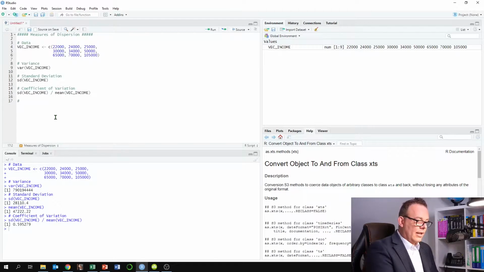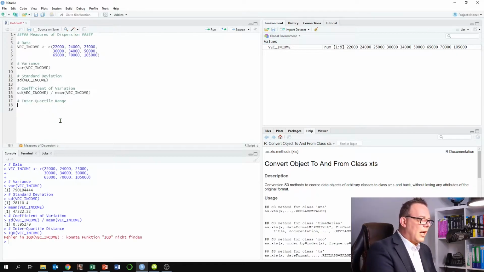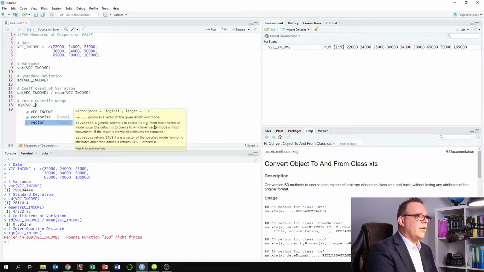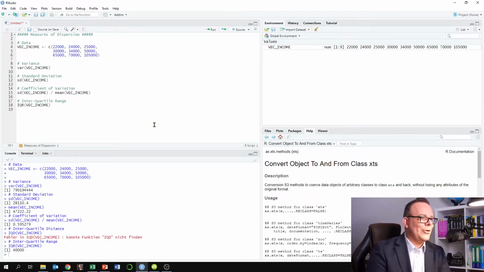Last but not least, I would like to introduce the interquartile range, which is a robust measure. It will not be biased by statistical outliers. The command is IQR, and please keep in mind that these are capital letters. That is very important. IQR in capital letters, and of course we hand over the vector income again. Let's run this, and the interquartile range is 40,000 euro. That was it about the measures of dispersion.